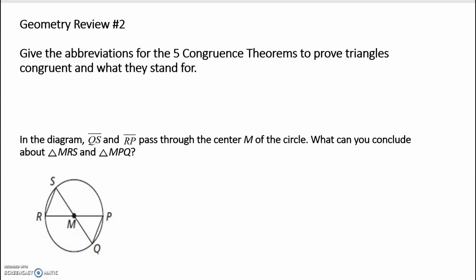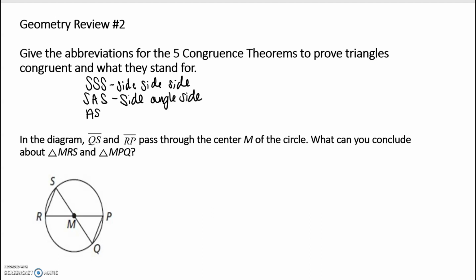So example number 1 just wants us to give the abbreviations for the 5 congruence theorems to prove triangles are congruent and what they stand for. Remember, this was back in chapter 5. The different ways that we could prove triangles were congruent were side, side, side, that's SSS. We also had side, angle, side, so SAS.